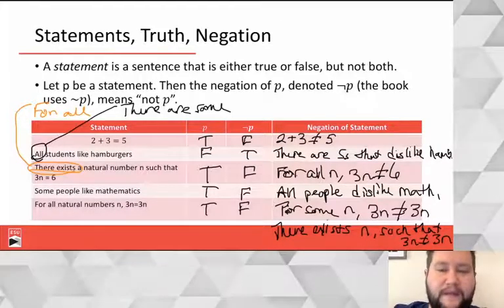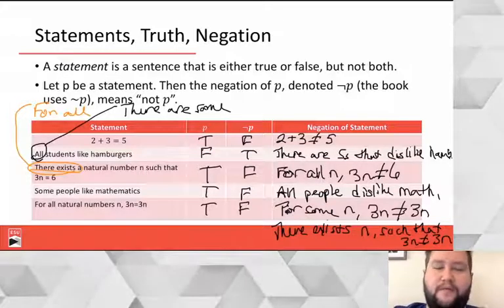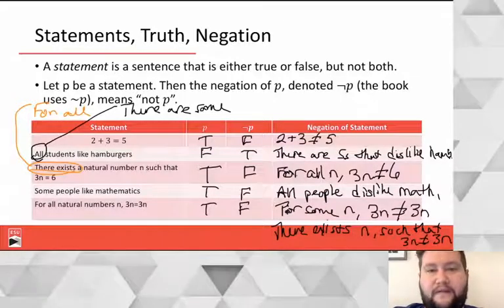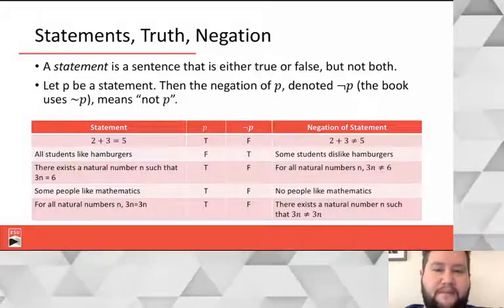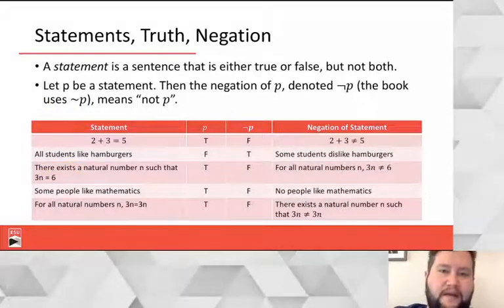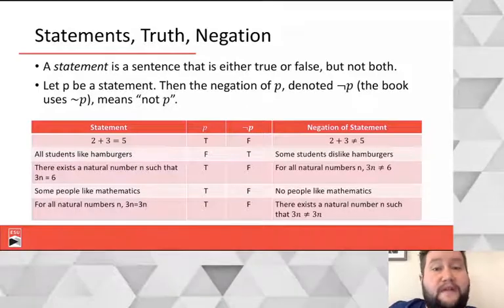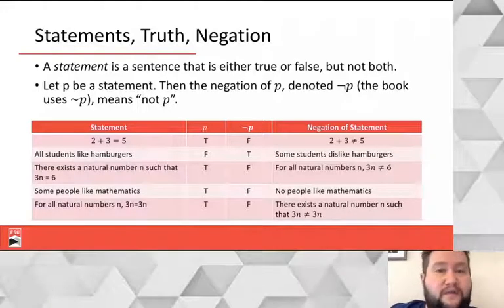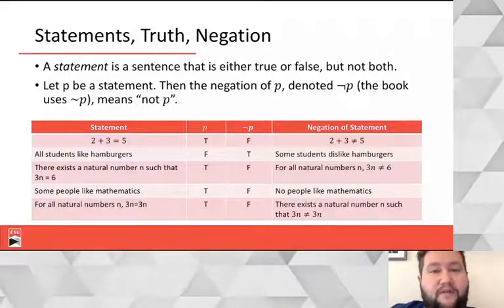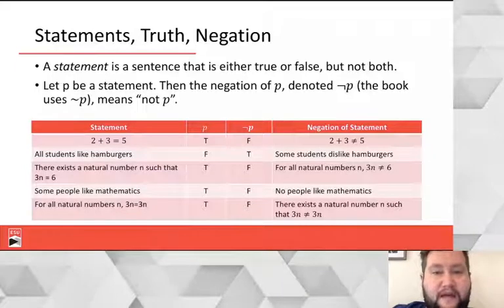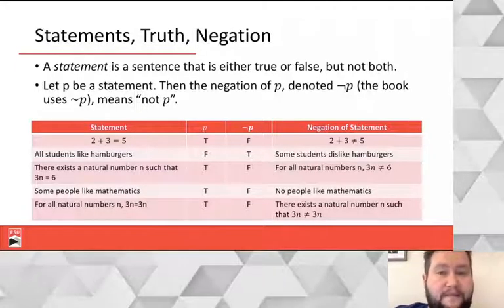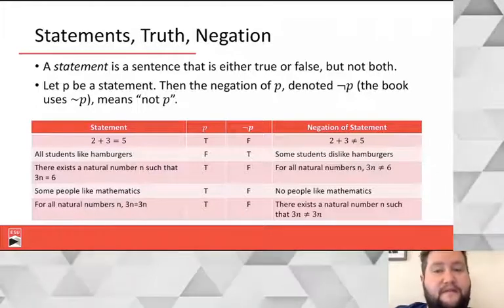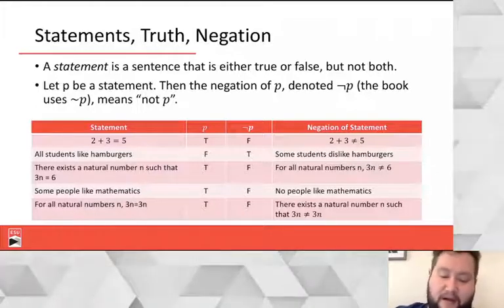And so this is something that we'll practice and we'll get more comfortable with working between there exists and for all and truth values. And so here I have them typed up much more easily to read. So we had 2 plus 3 does not equal 5. Some students dislike hamburgers. For all natural numbers n, 3n doesn't equal 6. No people like mathematics. And there exists a natural number n such that they aren't equal.